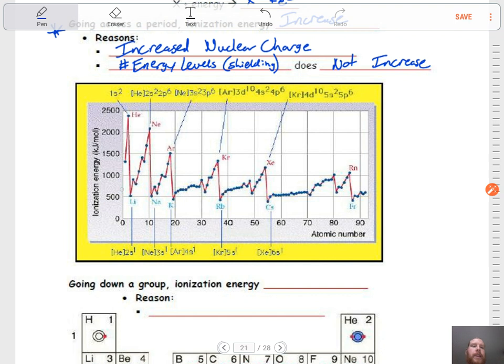So we kind of see that here, and this could be something you could see, a chart like this on the Regents exam, and you have to explain the why. So make sure as you go through this and answer your practice questions, you know the why behind it. That's what you've got to do. Know the trends, but you've got to be able to explain the why.